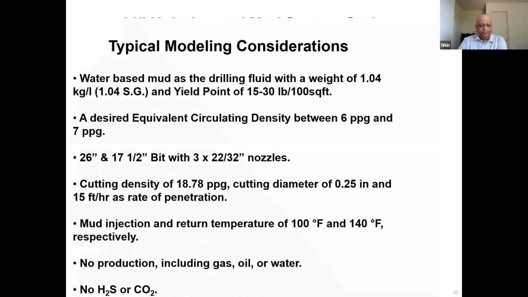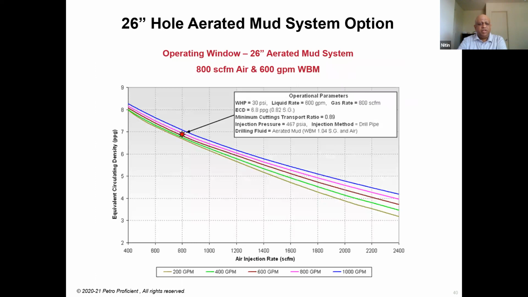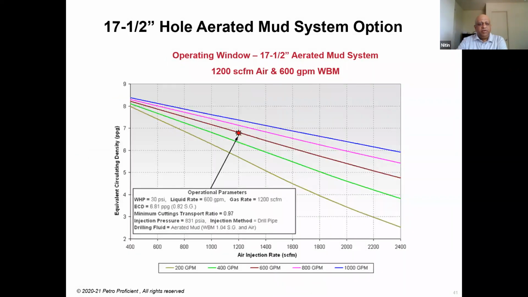So these are the inputs for your modeling basically. And these are some of the plots that you generate at the end of completing the modeling. You start with your injection rate, and you have your air at 800 SCFM and 600 GPM. Basically, you decide this is the best combination for drilling the 26-inch hole section, for example, with aerated mud. And then here you have another modeling consideration for another hole size. And here you have decided that your air requirement is 1200 standard cubic feet per minute, and you have 600 GPM of water rate as well, and all other associated parameters.